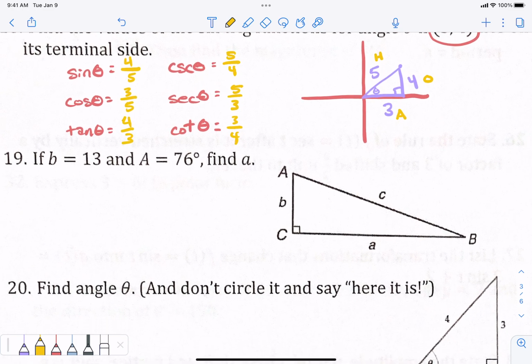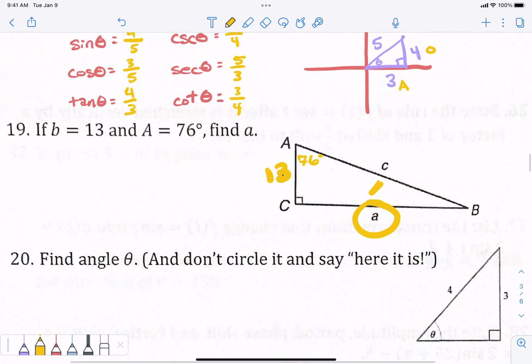Number 19. It's a right triangle, so we can use SOHCAHTOA again. B is 13, so label it as 13. A is 76 degrees, and they want us to find little a. So this is what we're solving for. We do not care about C at all.